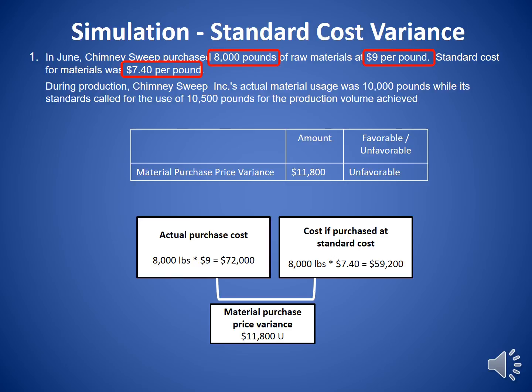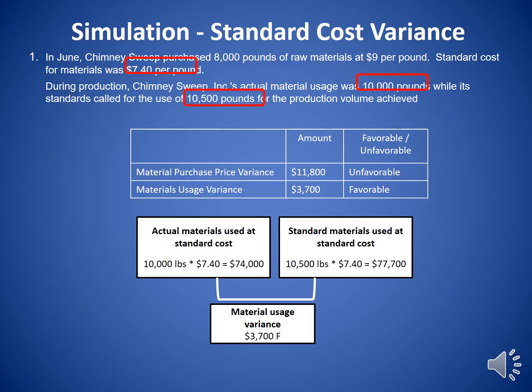The reason it's unfavorable is because we paid more in our actual cost than we expected to, given our standard cost. Now let's go on to the material usage variance. Okay, the answer to materials usage variance is $3,700, and it's favorable.